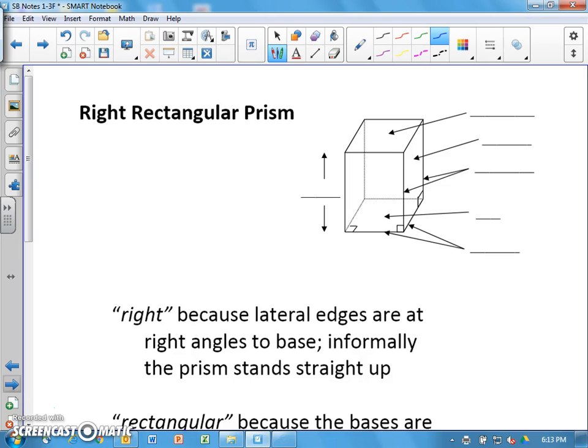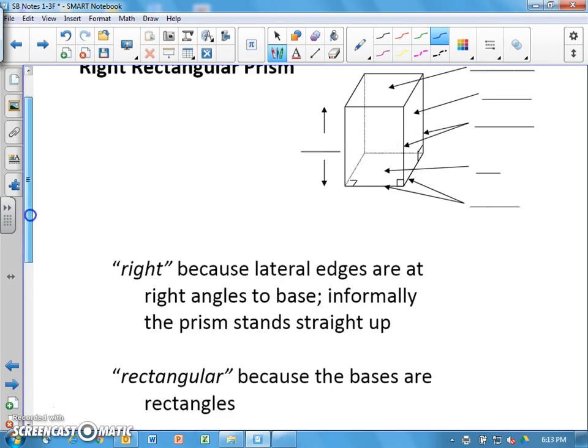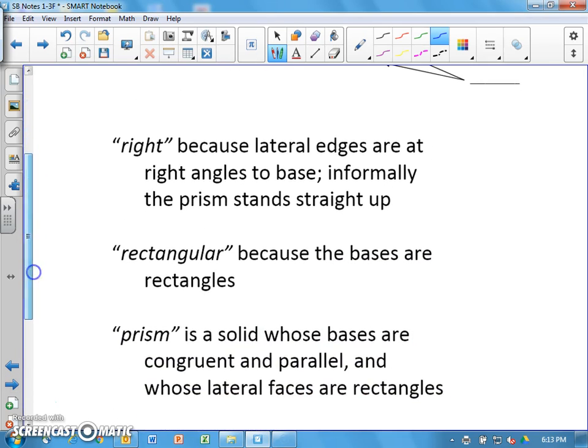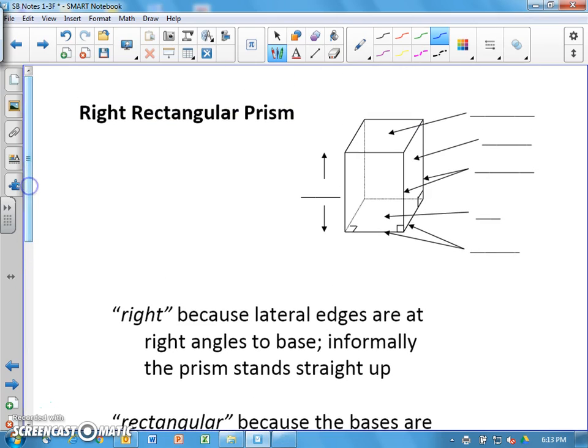My right rectangular prism, if you look at the bottom, this explains how your name is devised. It's right because your lateral edges are at right angles to the bases. Informally, we say that it's standing straight up. That's what you're used to. It's rectangular because the bases are rectangles, and it's a prism because your bases are congruent and parallel. You have two of them, and the lateral faces are rectangles.